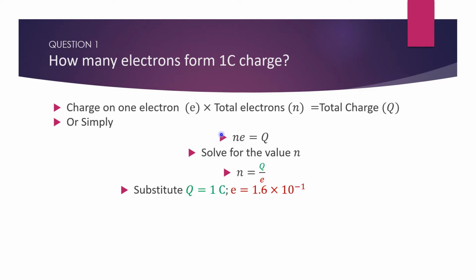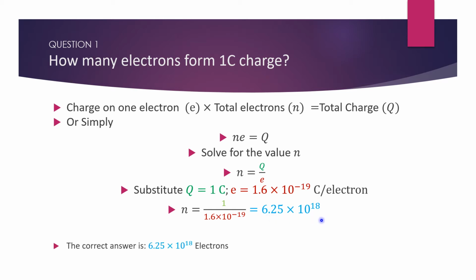Substitute Q is equal to 1 coulomb. E is equal to 1.6 into 10 power minus 19 coulombs per electron, and this is the value that you need to remember. You need to learn this by heart. Calculating this using a calculator, you get 6.25 into 10 power 18 electrons. So the correct answer is 6.25 into 10 power 18 electrons.